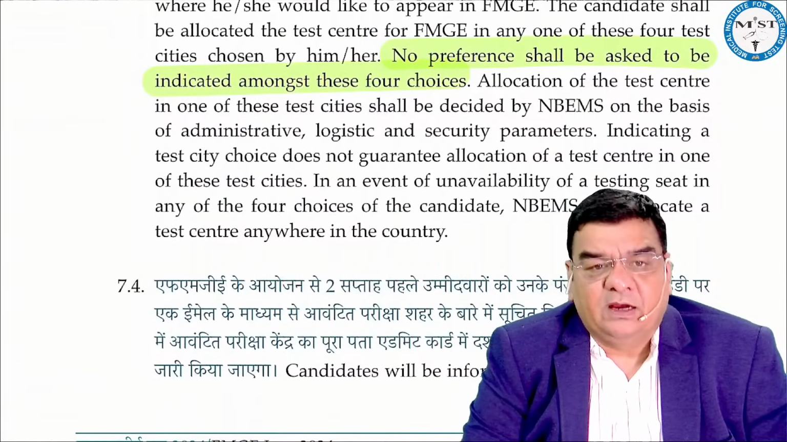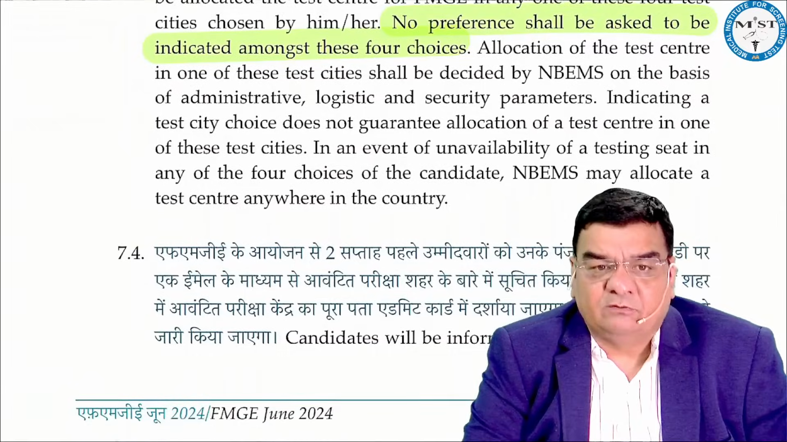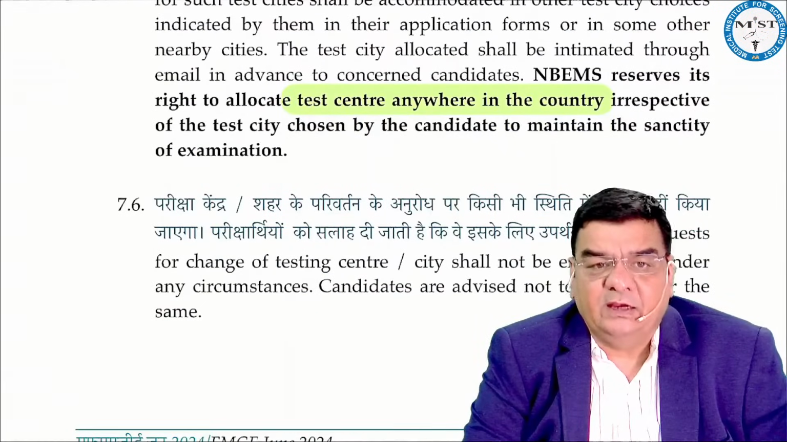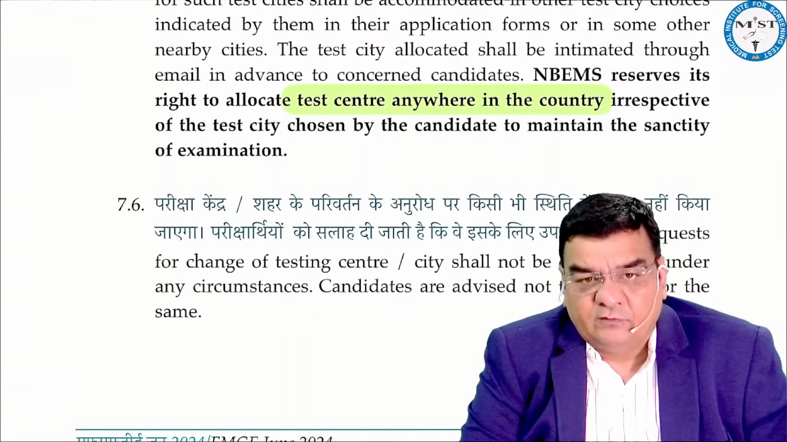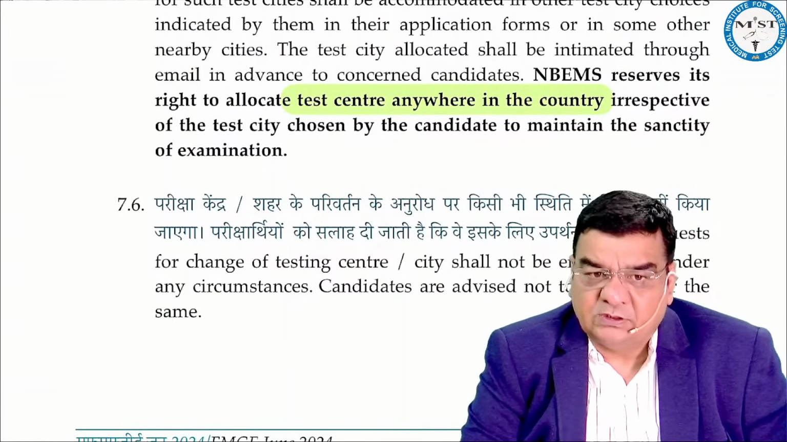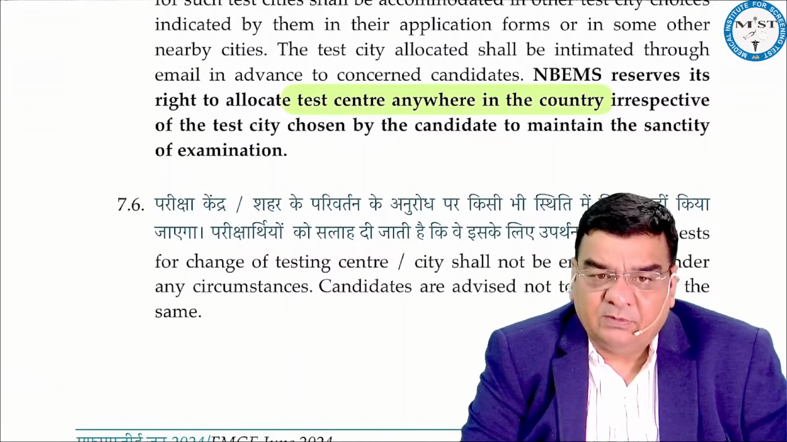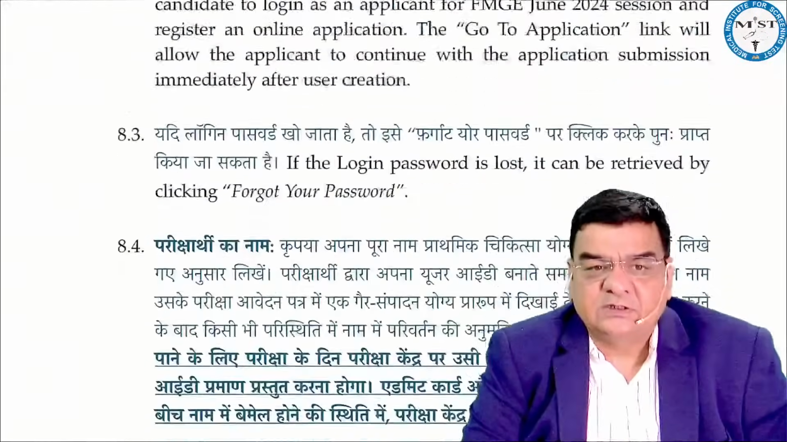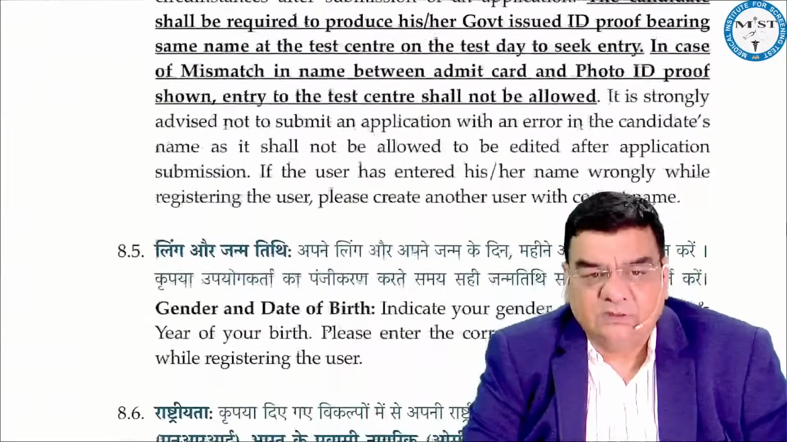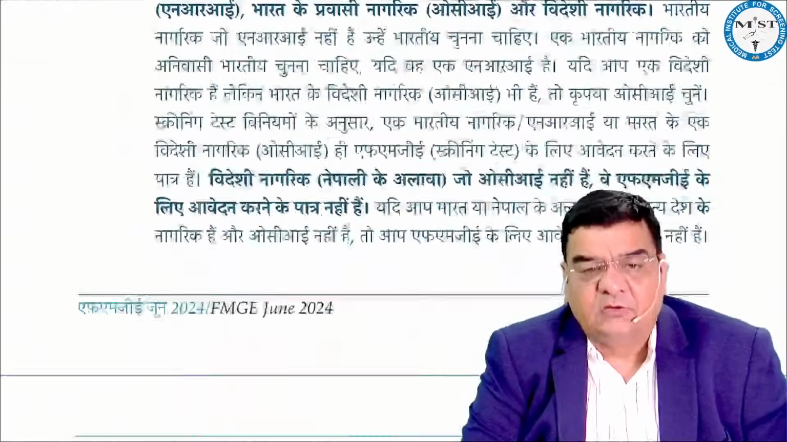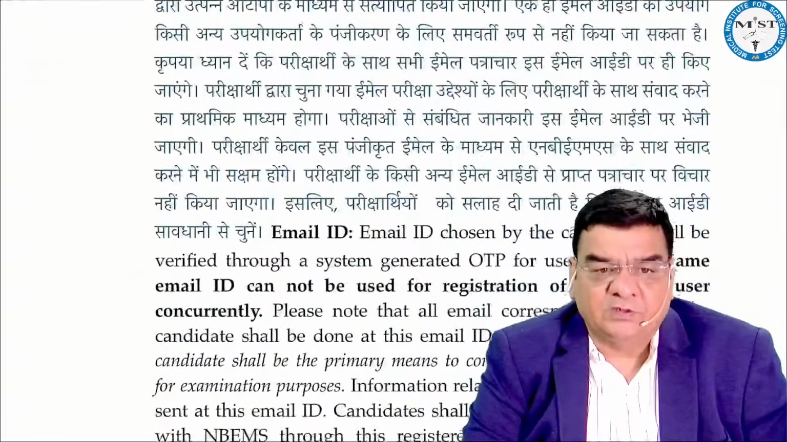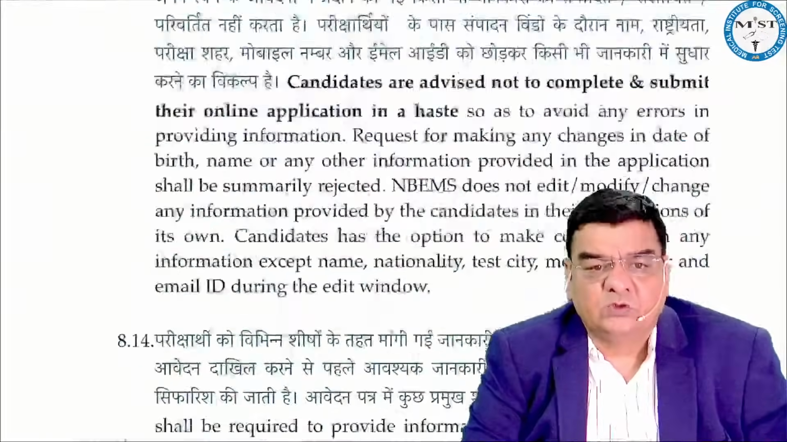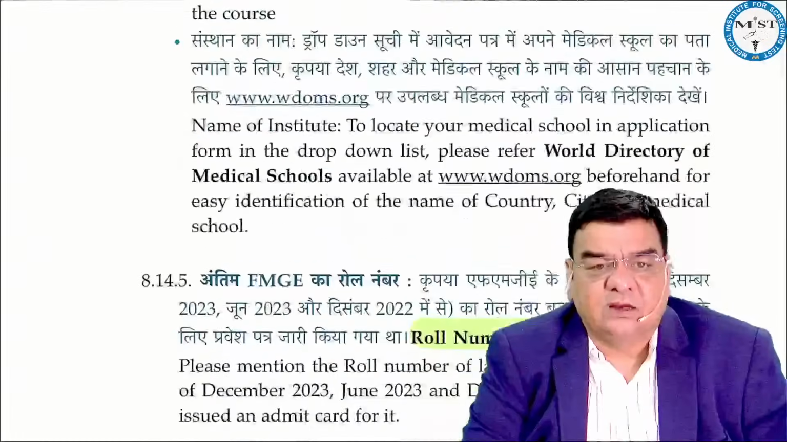No preference shall be asked to be indicated amongst these four choices, and it is at the discretion of NBE to give you a test center anywhere in the country, whether you have chosen that city or not. It is the right of NBE to give you a test center anywhere. But looking at past experiences, generally they give you the cities which you have given in option 1, the majority of the times. If not option 1, then maybe option 2. So that is how things are going to happen.